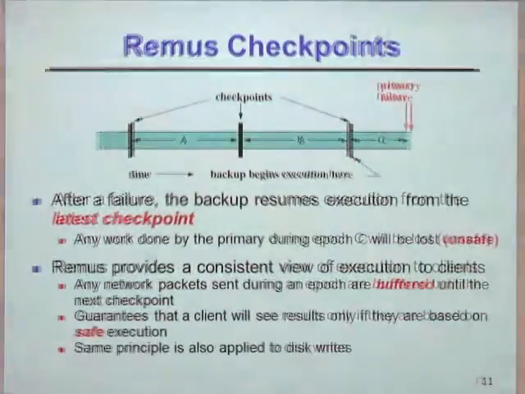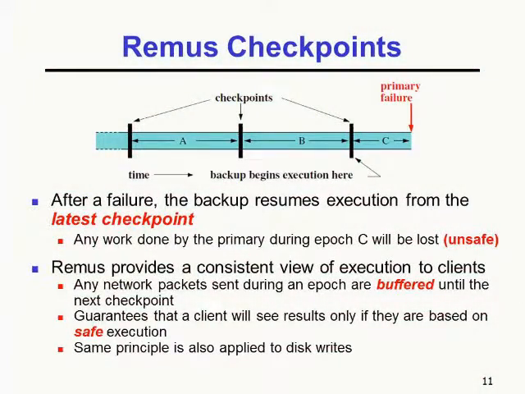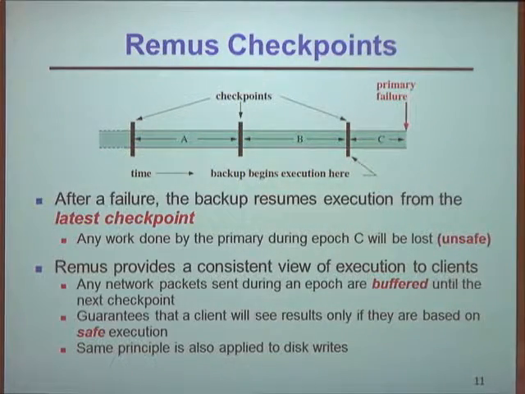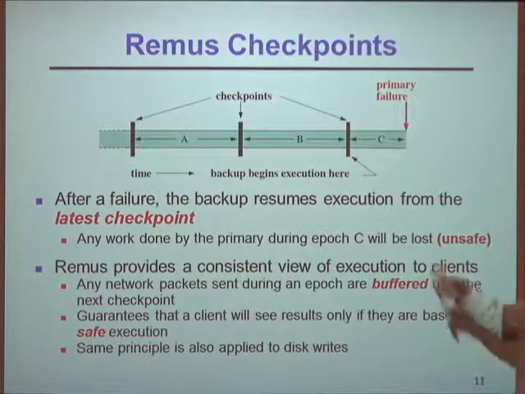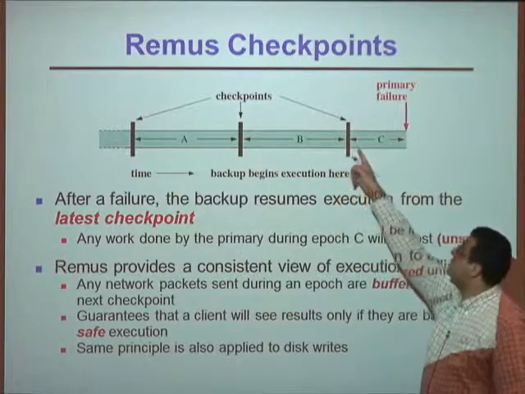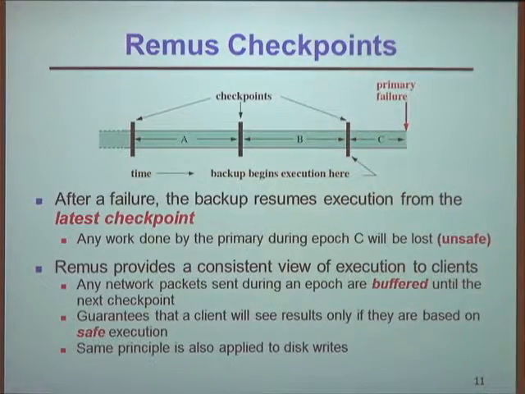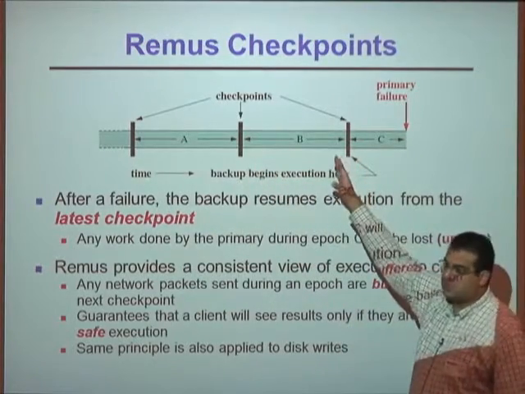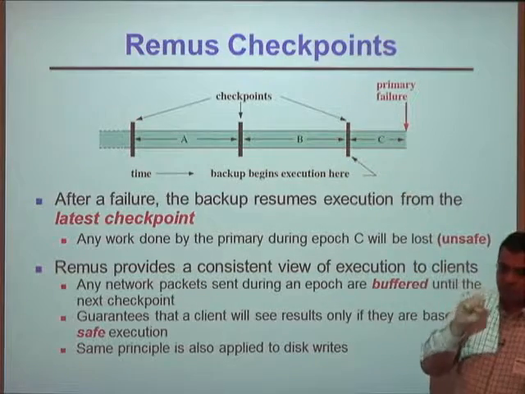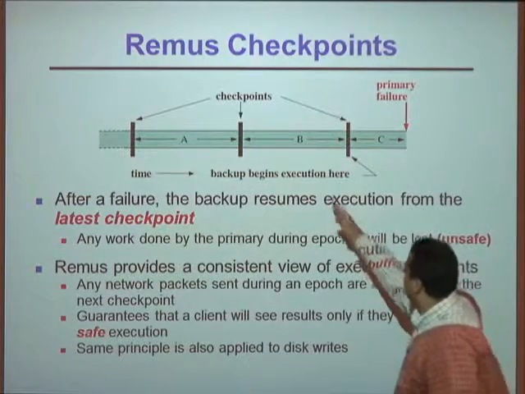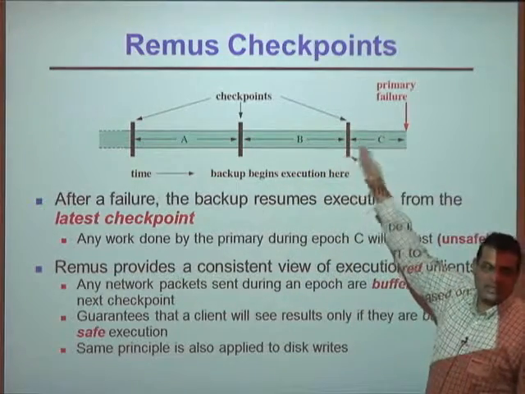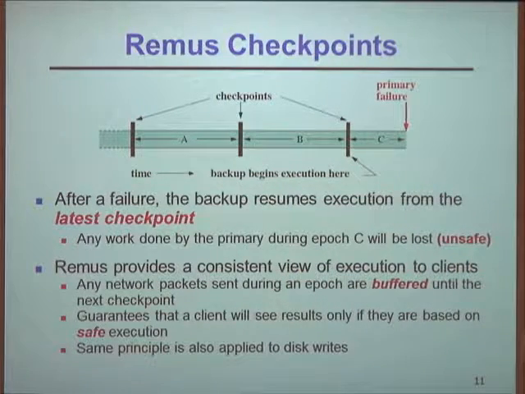So here's an example of Remus checkpointing. This example shows three epochs, A, B, and C. At the end of every epoch, a checkpoint is taken. In this example, the primary machine fails during epoch C. When the primary machine fails, the backup takes over and resumes execution from the latest checkpoint. So work that the primary did in epoch C is lost. It's okay to lose this work as long as you don't expose output to the user, because you don't want to expose unsafe output. The way Remus handles that is that it buffers any output that is exposed to the user until the end of an epoch. Let's focus, for example, on network packets. Whenever the machine protected by Remus wants to send a network packet, that packet is buffered until the checkpoint at the end of the epoch happens and the state becomes safe. At that point, the packet is released to the user.